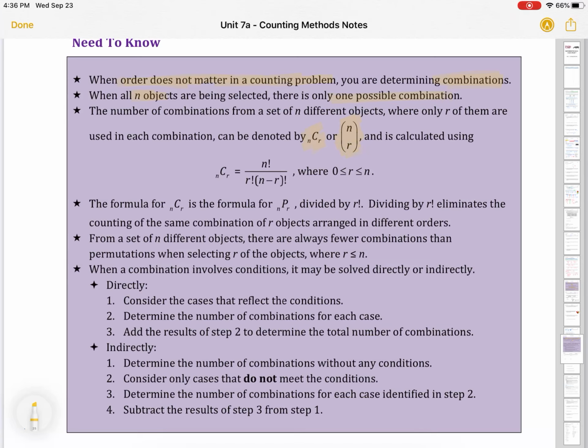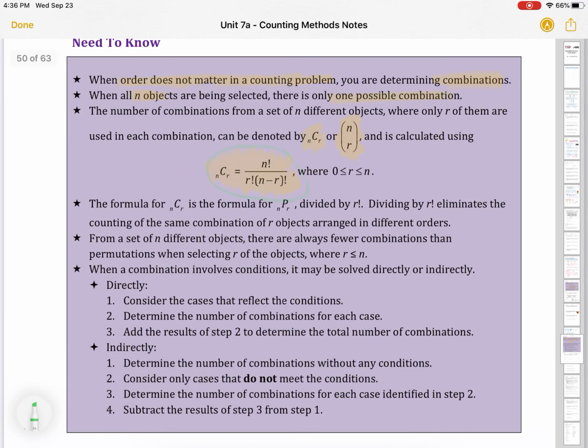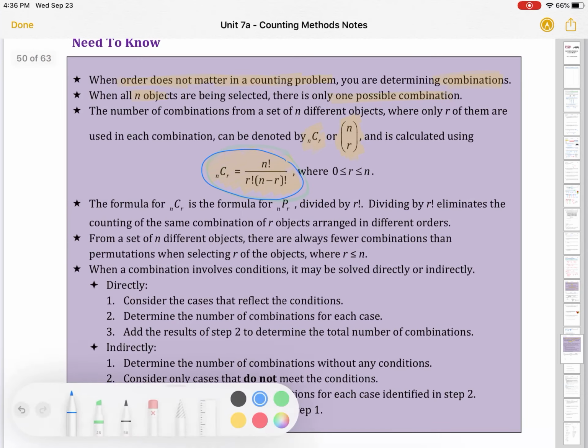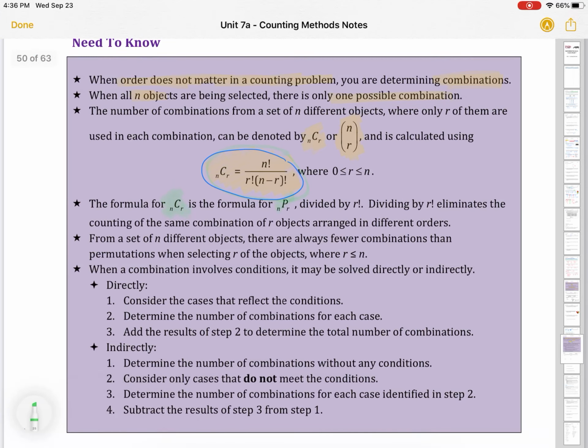The number of combinations from a set of n different objects where only r of them are used in each combination can be noted by nCr, or we can write it like this. It's a tall bracket with an n over an r, and is calculated manually using this formula. Okay, so we did some examples with that, right? So we're familiar with this.